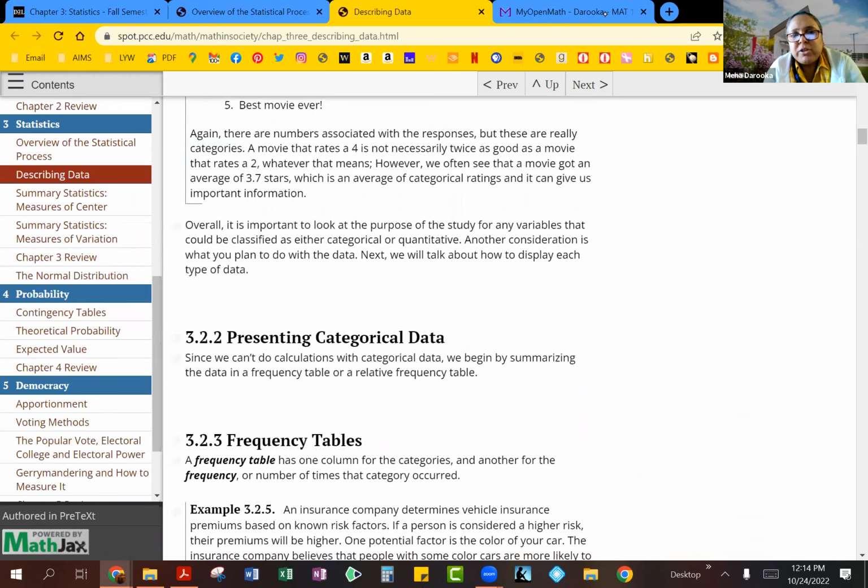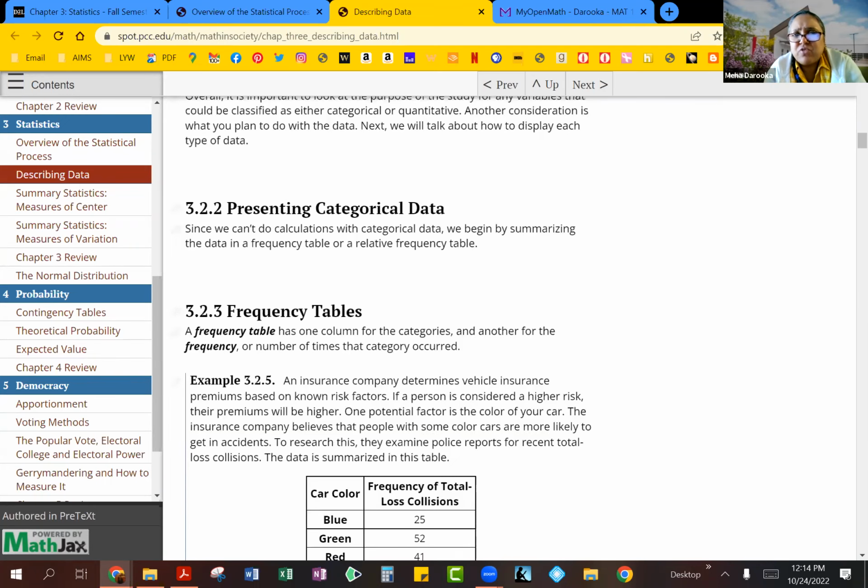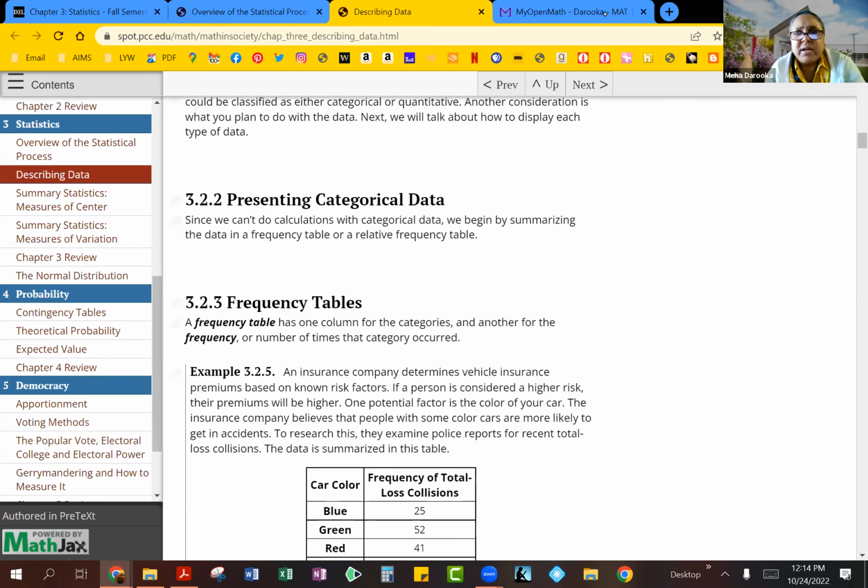They're also saying to look at the purpose of the study for any variables that can be classified as categorical, which is qualitative, or quantitative. Another thing to consider is, what are you going to do with that data now? I have collected all this raw data, whether it is categorical or quantitative. What do we do with it?